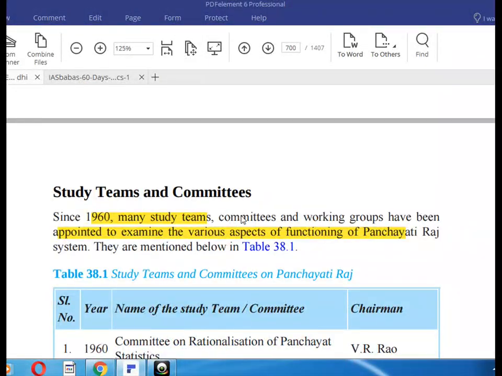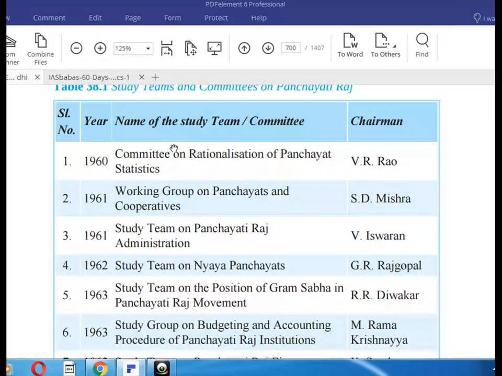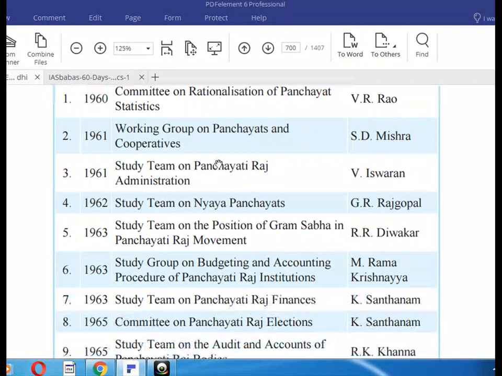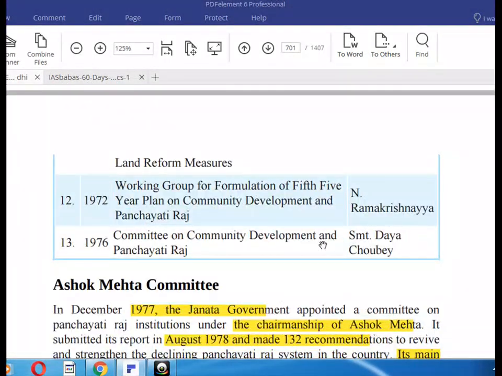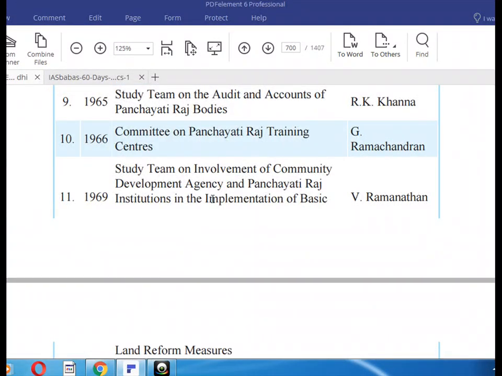Next, study teams and committees. From 1960, many study teams and working groups have been appointed to examine the various aspects of the functioning of the Panchayati Raj system. In 1960, the Committee on Rationalization of Panchayat System, Abhiyar Rao; 1961, the Working Group on Panchayat and Cooperative Administration. You can see all the things. 1976, the Committee on Community Development and Panchayati Raj, Srimati Daya Chobe. 1972, the Working Group for the formulation of the Five-Year Plan. Here you can see all the things.